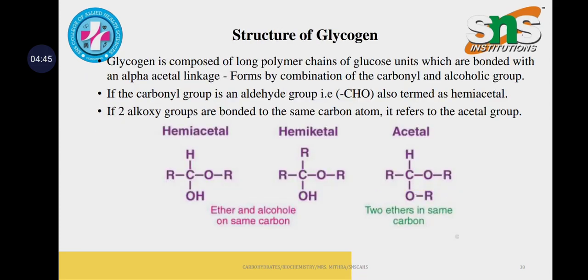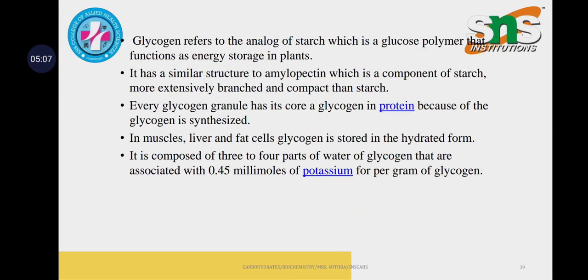Coming to the structure, it is a long polymer chain of glucose molecules which are bonded with alpha acetal linkage. If the carbonyl group is an aldehyde group, it is termed a hemiacetal, whereas if two alkoxy groups are bonded, it is referred to as acetal groups. It is the analog of starch, and it has a structure similar to amylopectin, and glycogen in muscles, liver and fat cells is stored and composed of 3 to 4 parts of water.